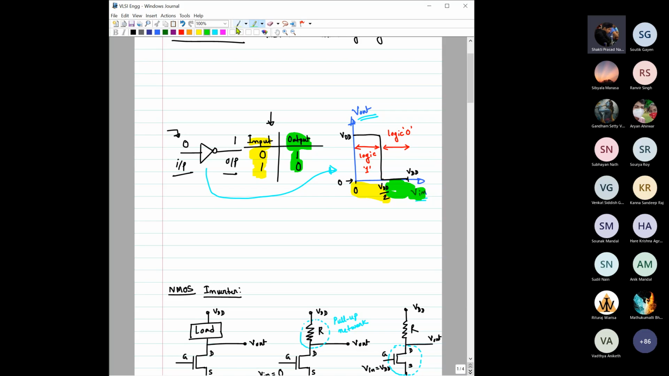But in this case, we can see the output is either at VDD or at 0. That is true for an ideal gate. For a practical gate, we will not actually get this type of characteristics, but some characteristics which are a bit different, maybe something like this.